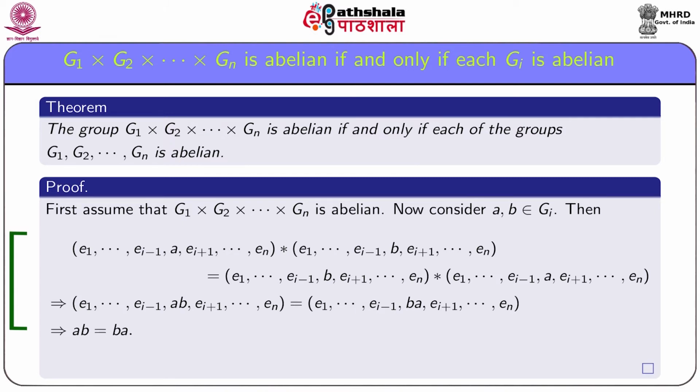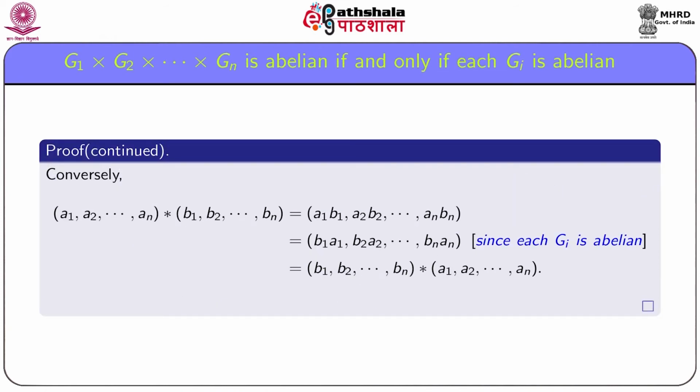So, since the Cartesian product is abelian, they commute, which implies that the n-tuple with the ith component ab is equal to the n-tuple having the ith component ba. From the definition of equality of n-tuples, we have ab is equal to ba. Since a and b are arbitrary elements of Gi, Gi becomes abelian, and since i is arbitrary, every Gi is abelian.